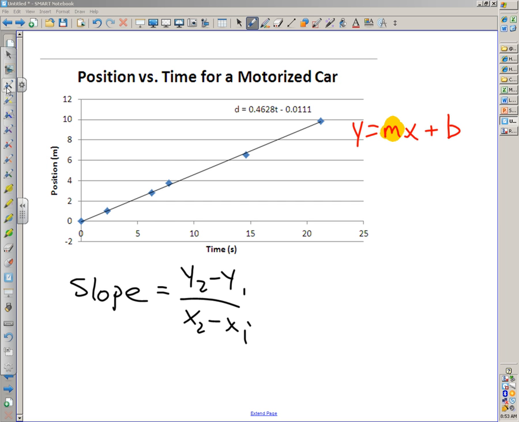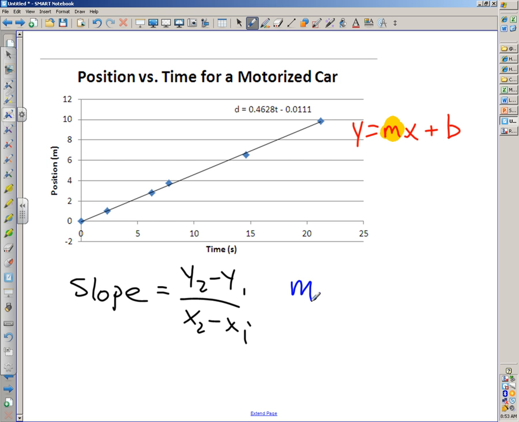These y's and x's relate to any line in general. This isn't any line in general. This line in particular is relating what two measurements that we took? Position and the time. Where is position on this graph? Y-axis. So when we're doing y2 minus y1 to calculate the slope of this line, what unit would our answer be in? Meters.